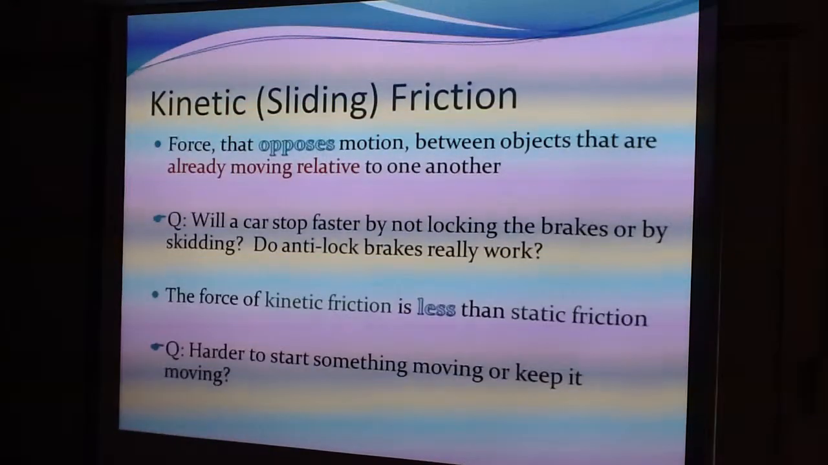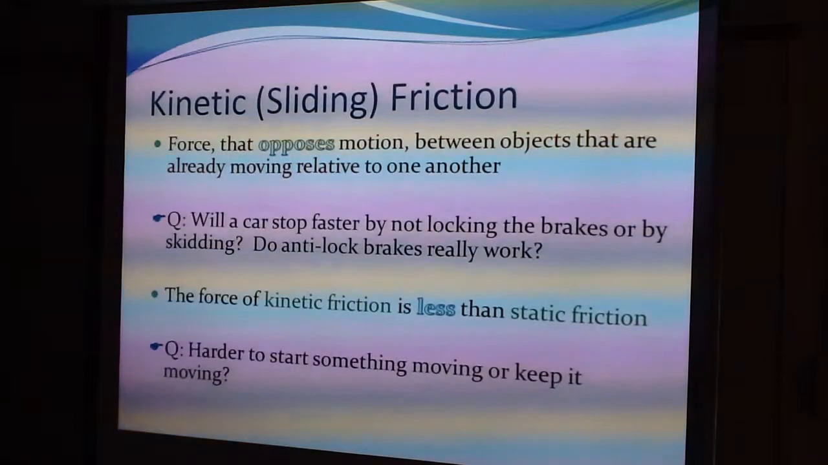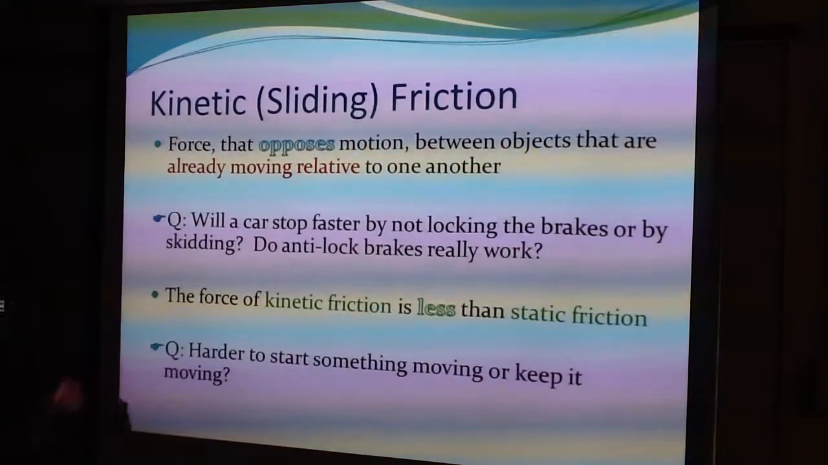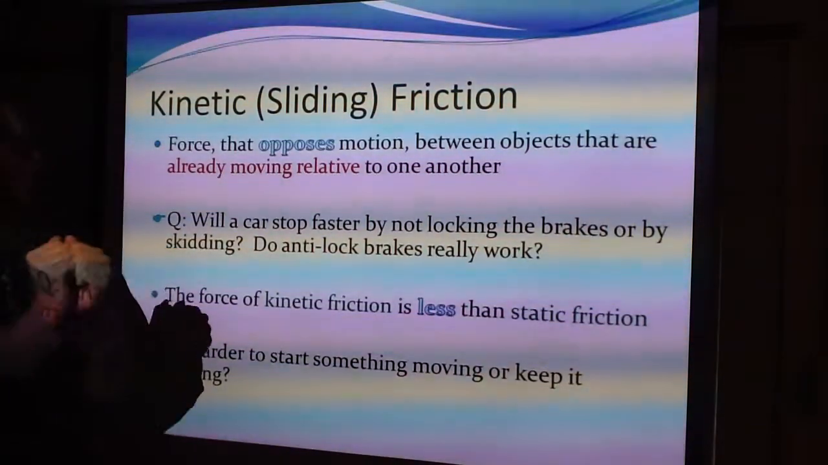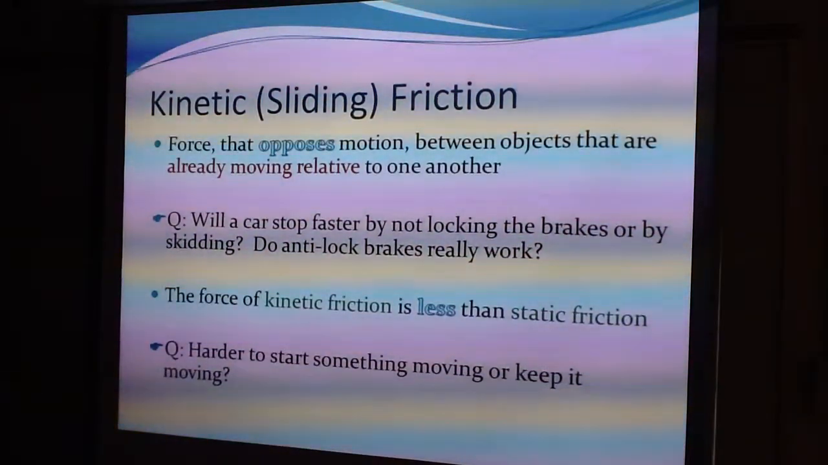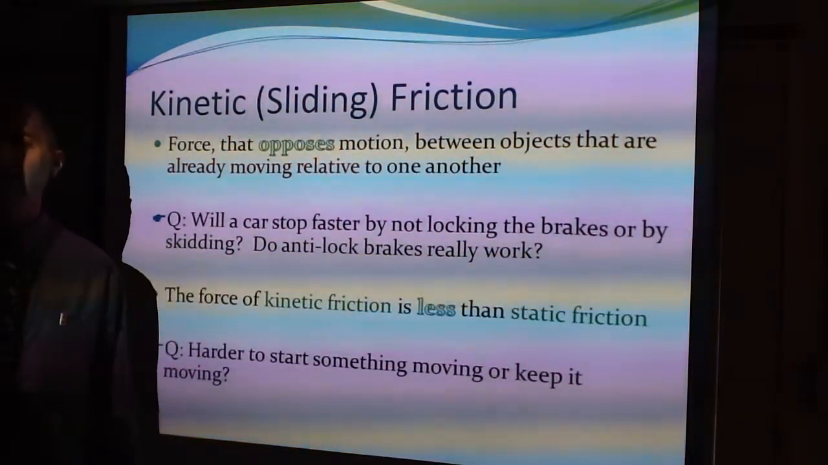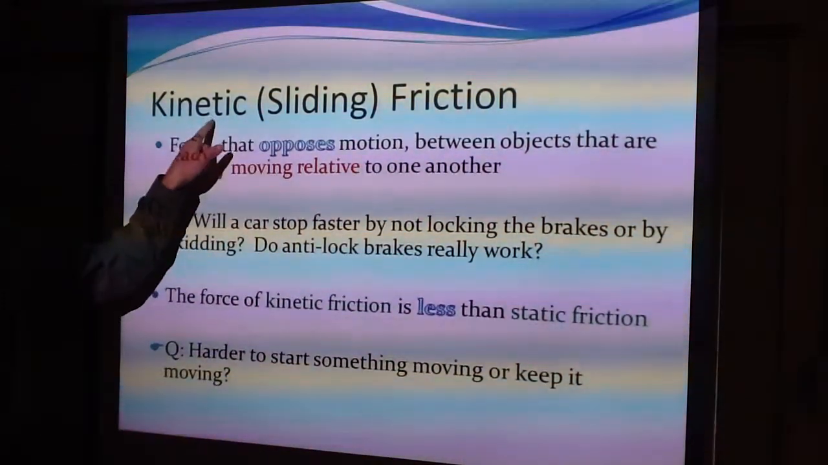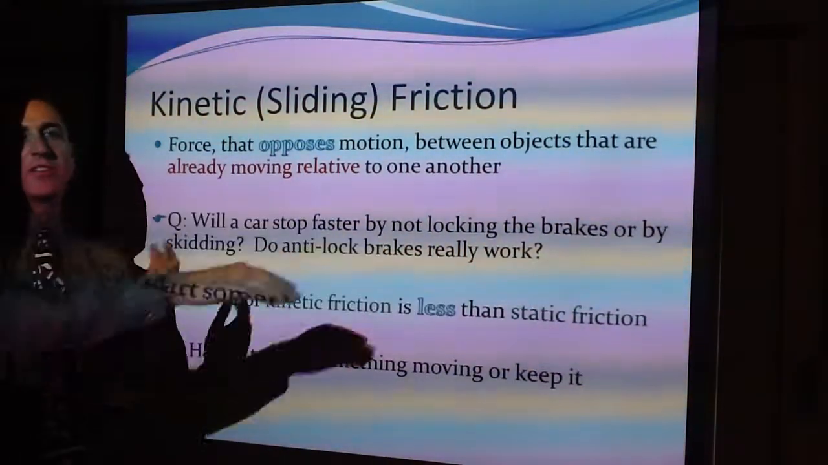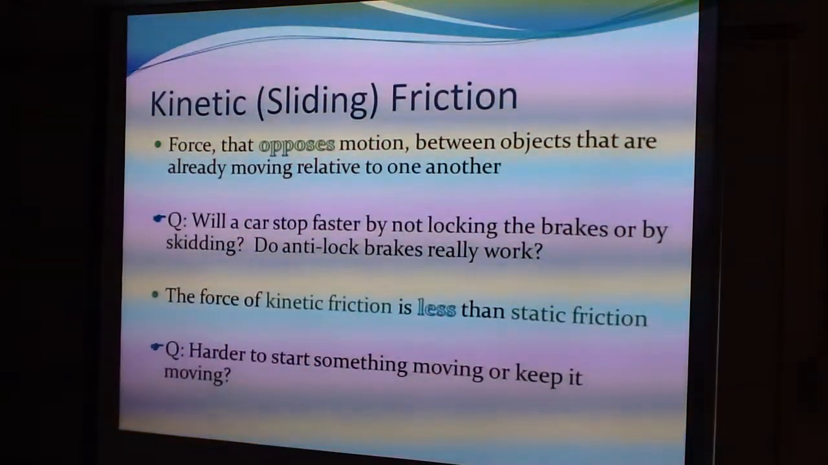The other type of friction is called kinetic or sliding friction. This opposes motion again, but it opposes motion between two objects that are already moving relative to one another. So if I'm sliding a textbook across the table, and I know you can't see it on the video, that's kinetic friction. The two surfaces, the book and the table, are sliding past one another. That would be an example of sliding or kinetic friction.